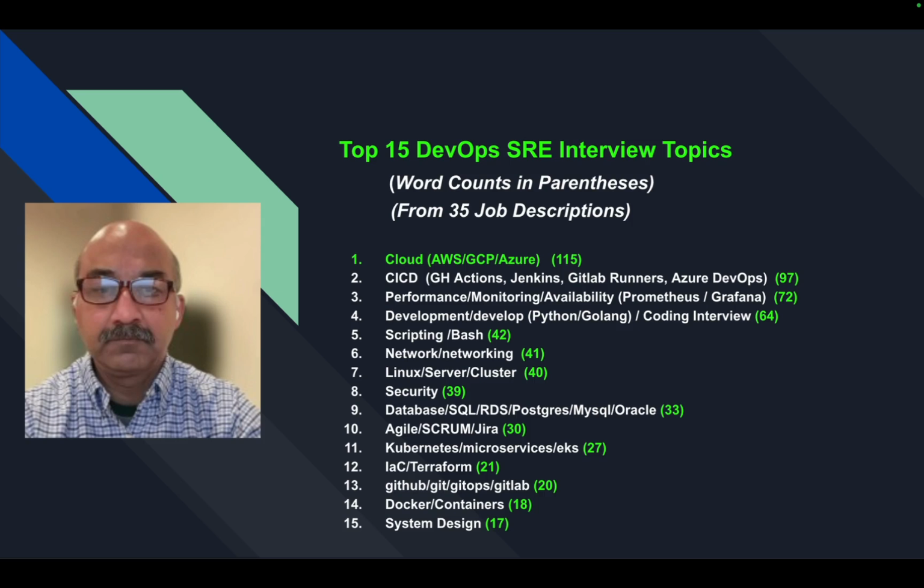You may know I did some research online with job descriptions for DevOps and SRE roles, and I came up with these 15 topics sorted by the number of times those keywords came up. Cloud and AWS, no surprise there, became number one. But as you can see towards the bottom, there's system design and containers. Even though they're number 14 and 15, out of 35 job descriptions, 17 times these words showed up. So they're not unimportant. Of course you're going to focus on the top 5 or 6, but pay some attention to the topics towards the bottom as well.